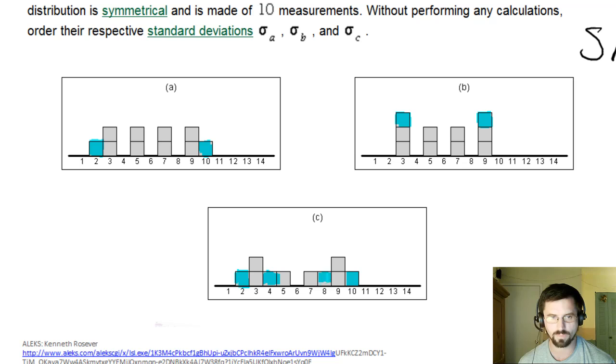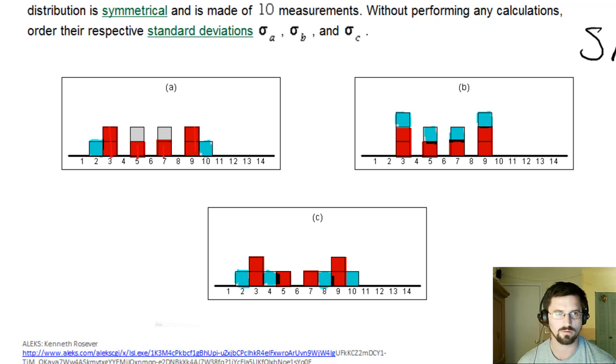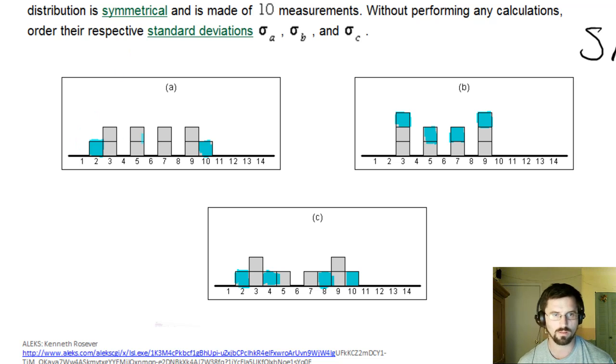So the 3 pieces that are the same for all of them are these 3. These 3 pieces all match. So the only ones we have to worry about, the only ones that cause their standard deviation to be different, are the other ones.